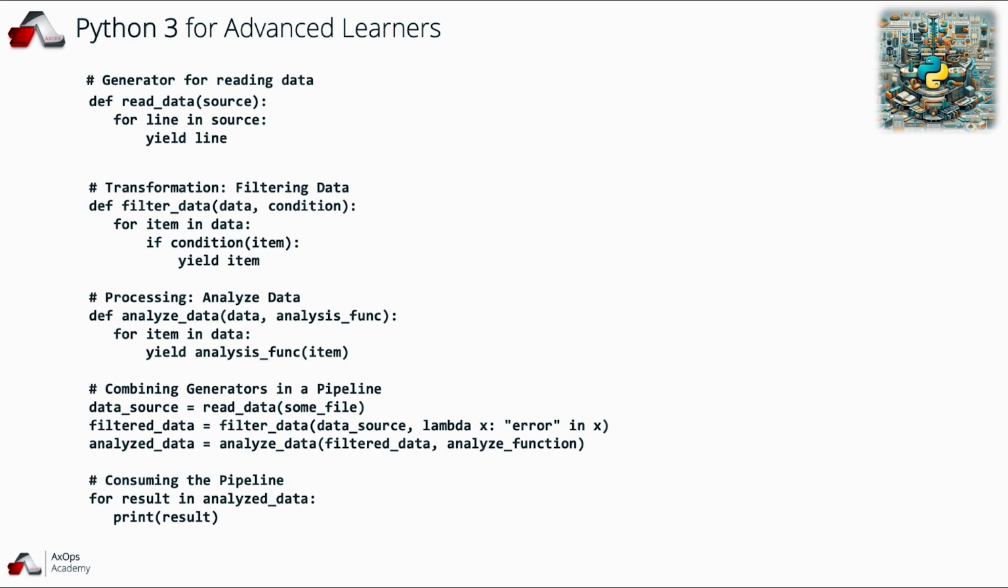With these three functions in place, we can now combine these generators into a pipeline where the data source gets data from the read data function, the filtered data variable gets populated with the output from the filter data function that accepts the data source and a lambda function defining the condition, and the analyzed data variable gets populated by the output from the analyze data function. Finally, in the last step, in consuming the pipeline, for each result available in the analyzed data returned by the analyze data function, we simply print the result.